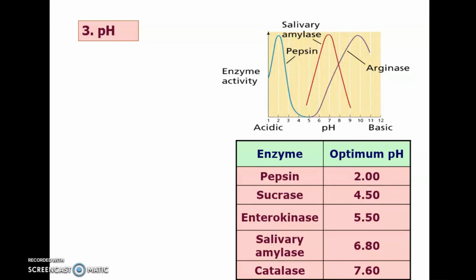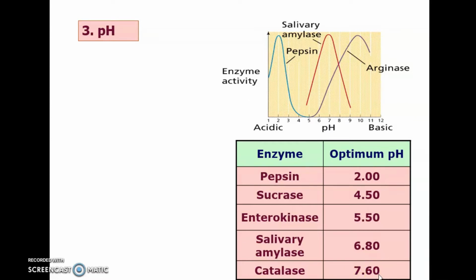For example, pepsin: the particular pH at which pepsin acts very actively or efficiently is in acidic condition, which is pH 2.0. For amylase, the preferred pH is almost neutral, which is pH 6.8. While for arginase, the preferred pH is basic, which is specifically 7.6.